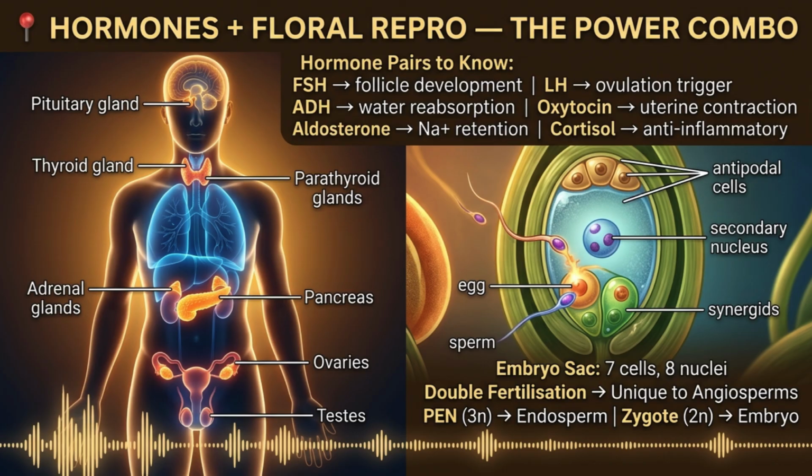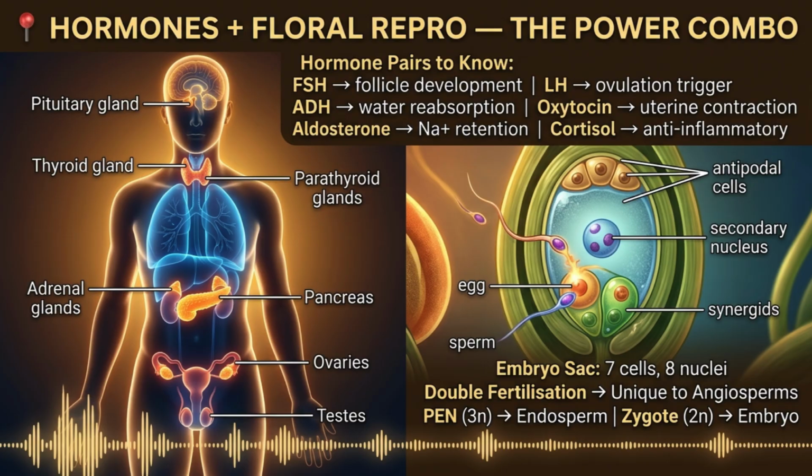Now, embryo sac. 7 cells, 8 nuclei. 1 egg cell, 2 synergids flanking the egg, 3 antipodal cells at the opposite end, and 1 secondary nucleus, formed by fusion of 2 polar nuclei, so it contributes 2 nuclei. Add them, 1 plus 2 plus 3 plus 2 equals 8 nuclei, 7 cells.